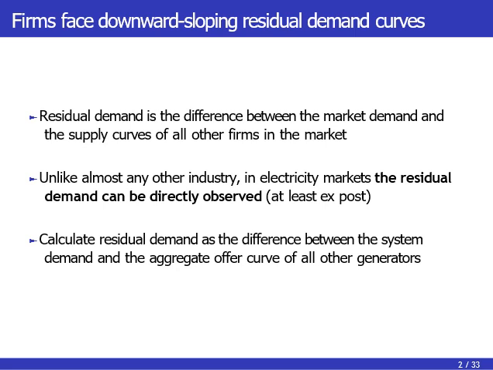Residual demand is the difference between the market demand and the supply curves of all the other firms in the market. Unlike almost any other industry, in electricity markets the residual demand can be directly observed, at least ex post. That means after the fact, after the market is cleared. We calculate residual demand as the difference between the system demand and the aggregate offer curve of all other generators. So let's look at how this is done.